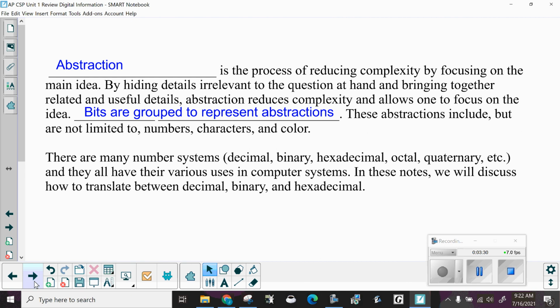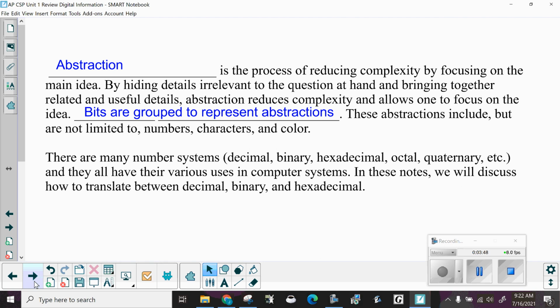Abstraction. This is the process of reducing complexity by focusing on the main idea. By hiding details irrelevant to the question at hand and bringing together related and useful details, abstraction reduces complexity and allows one to focus on the idea, on the big problem.